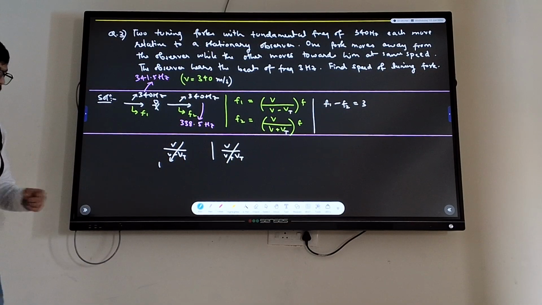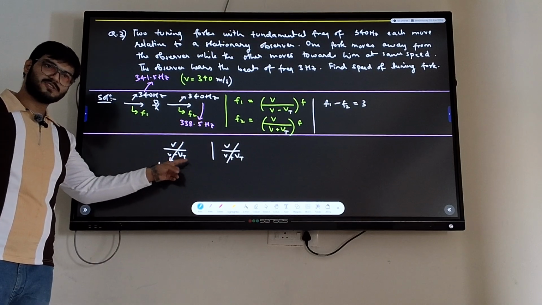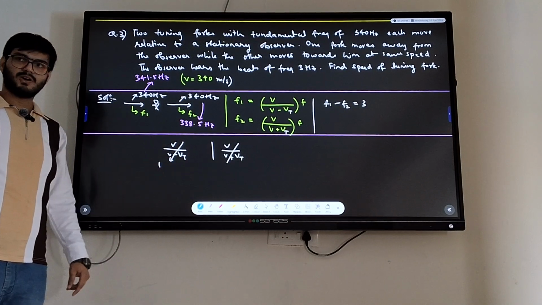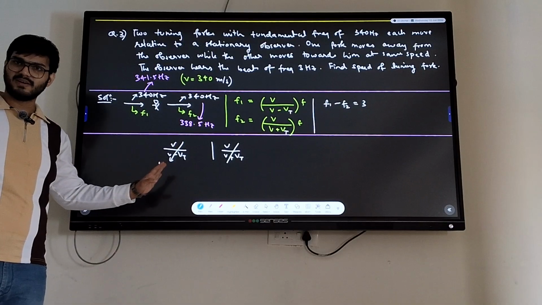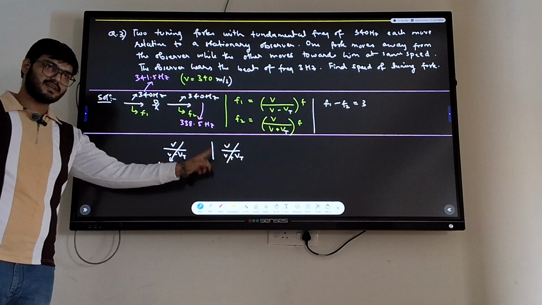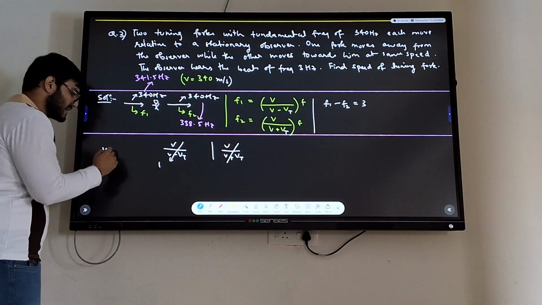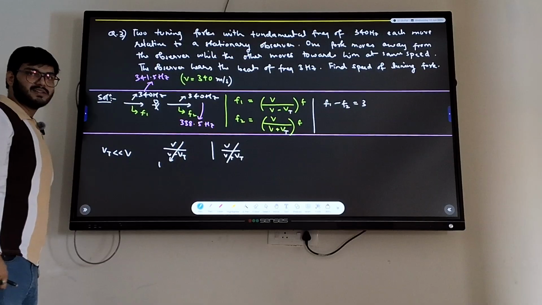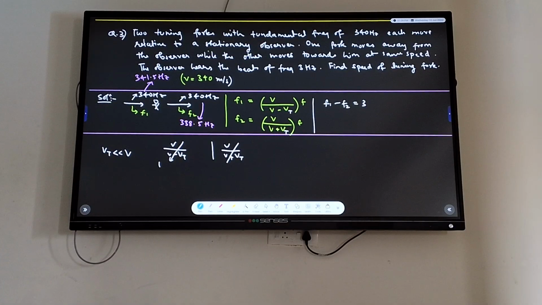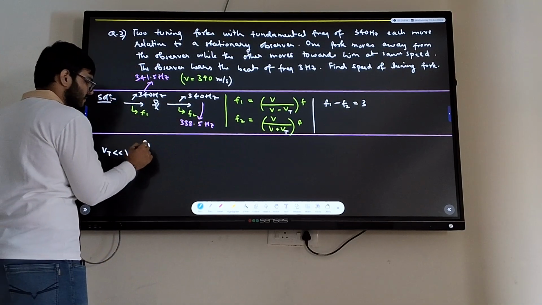If that is so, then what about Vt? The Vt is relatively much smaller than V. Only then can you make this statement, right? That this is a little greater than 1, and this is a little less than 1. So your Vt is much smaller than V. Then what approximation can you do? You can apply binomial.